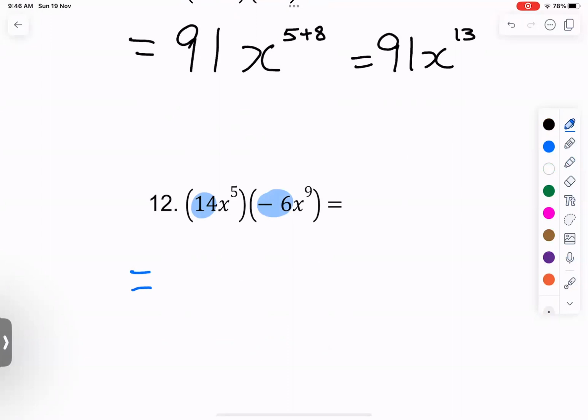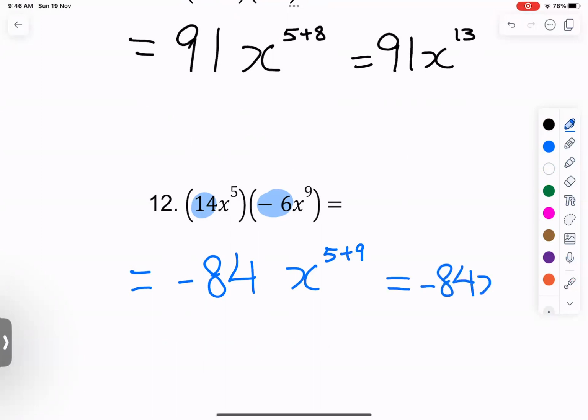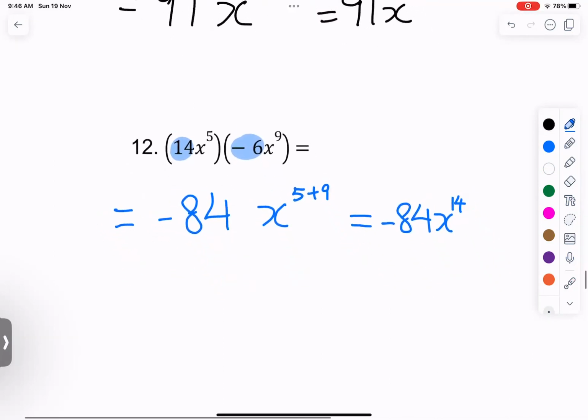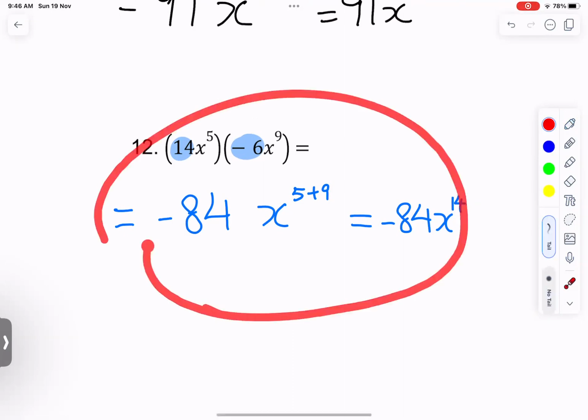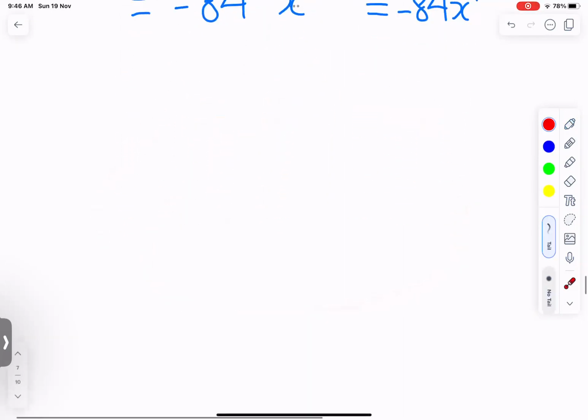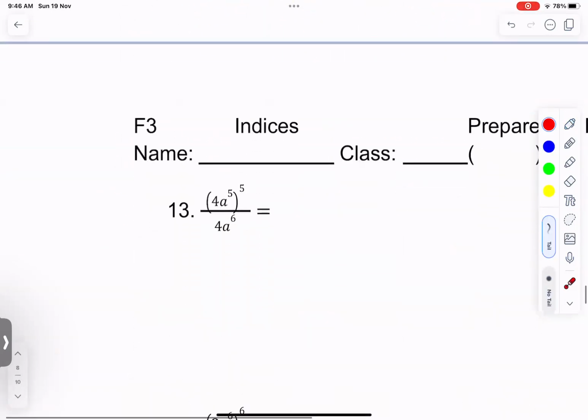14 times negative 6, negative 84. And then unknowns add up. 5 plus 9, 14. Is it that hard? I know it's a little hard, but I think you can watch the video a few times to actually understand it. It's understandable. Now this is hard, like actually hard.